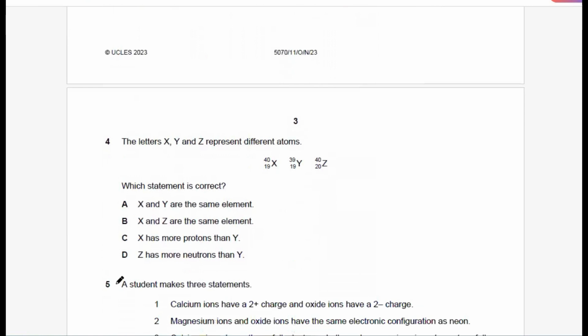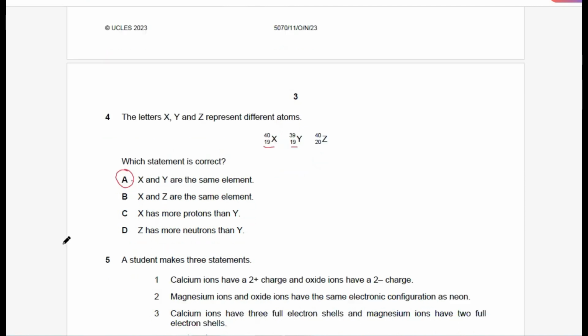The letters X, Y, and Z represent different atoms. Which statement is incorrect? X and Y are the same element. It could be the same element because they have the same number of protons. X and Z are the same element? No, because they don't have the same number of protons, because proton number is the identity. So over here we can see straight away A is the right answer, right? Because we have observed the proton number, and proton number is the identity. Mass number could be different because they may be isotopes, right? So A is the correct answer over here.